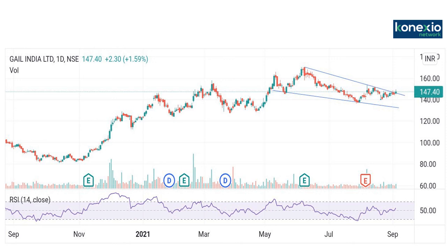So definitely traders, investors can accumulate the stock at current levels and on dips for an upside target of 170 to 175 for the short to medium term.